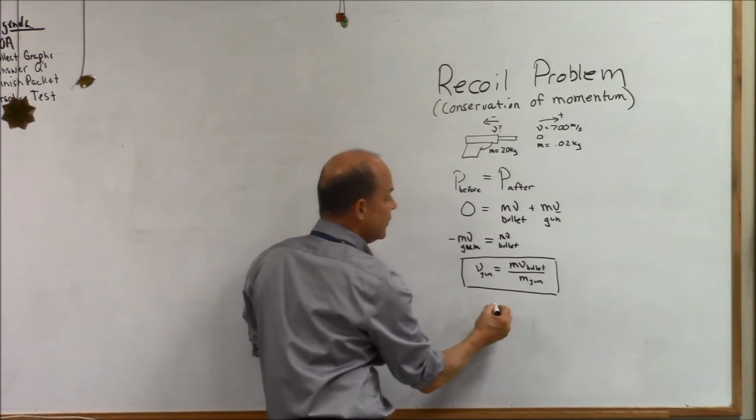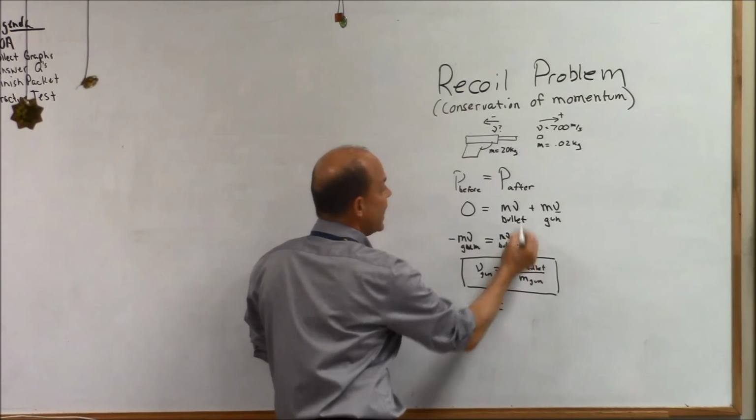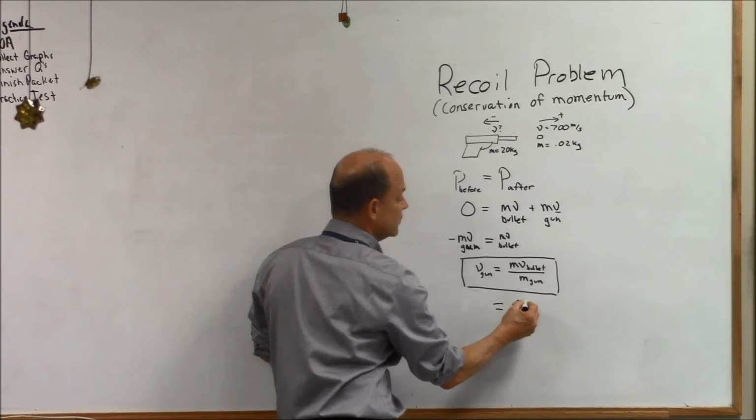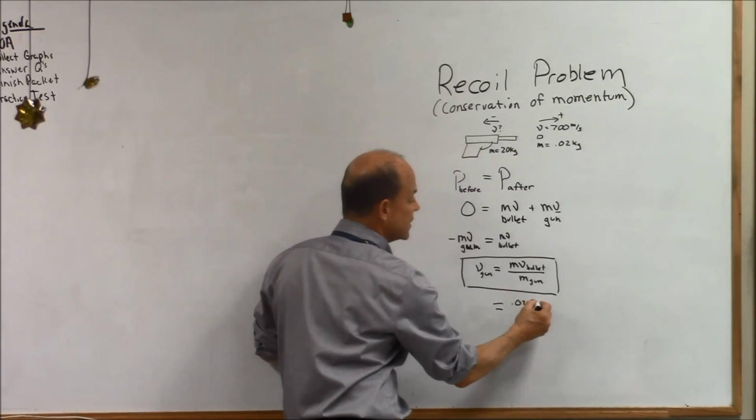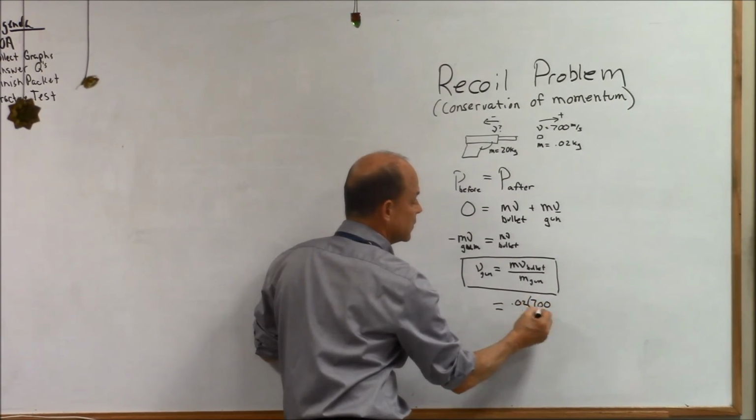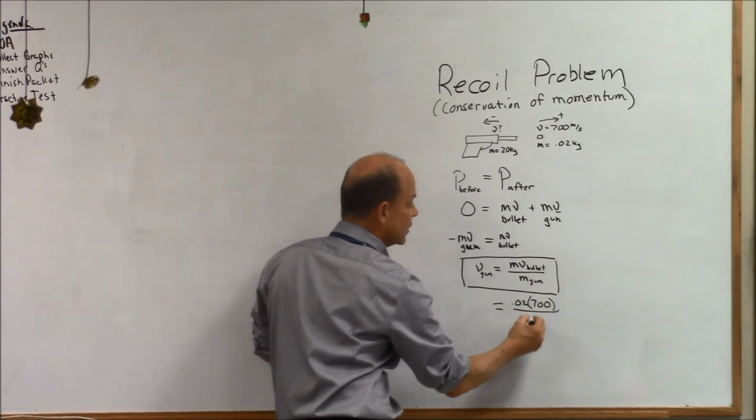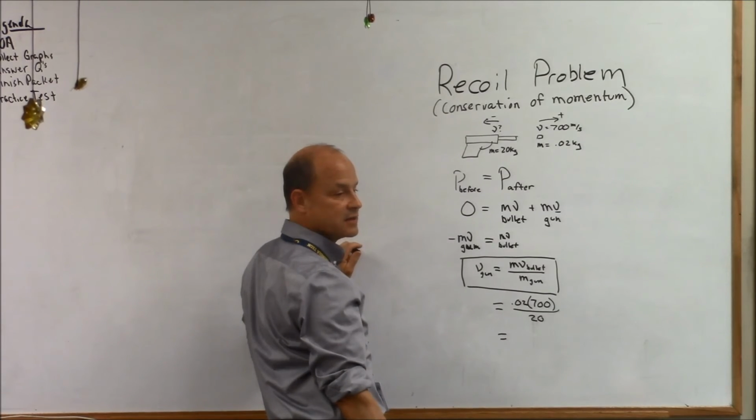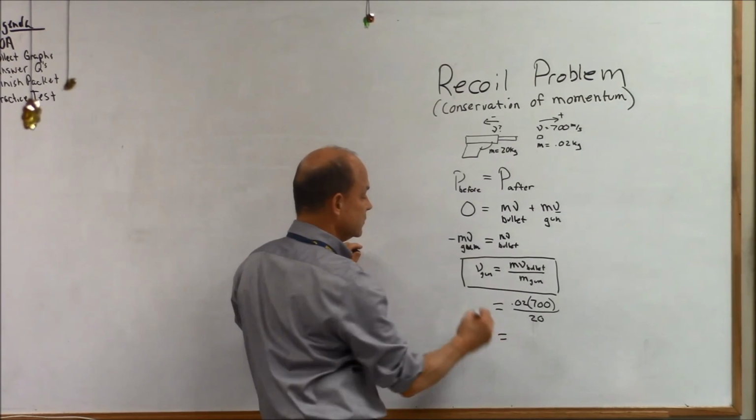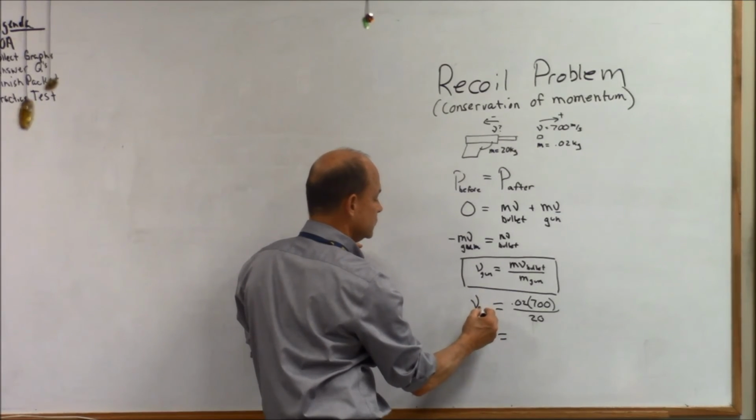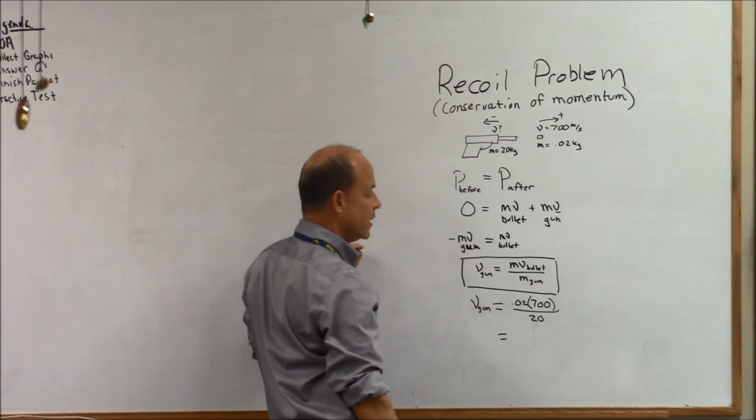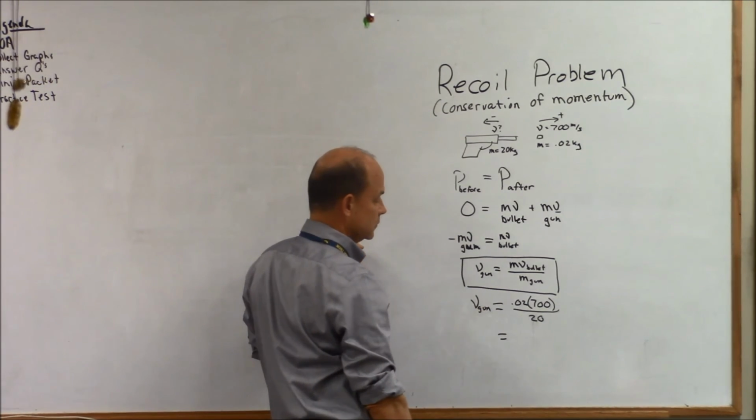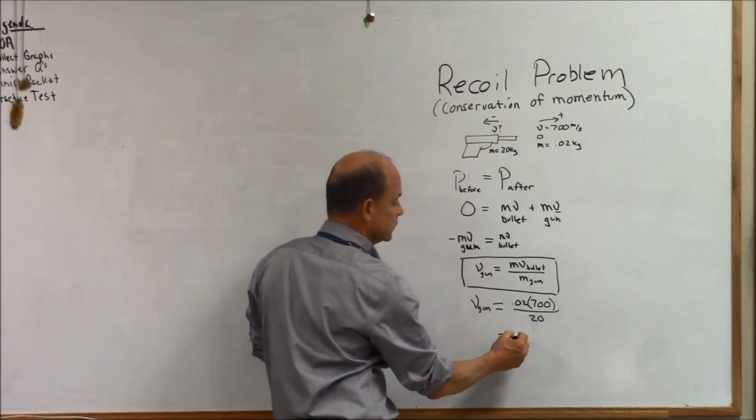Is that the answer? That's the equation. All I have to do now is to plug in the values. The mass of the bullet is 0.02. The velocity of the bullet is 700. And I divide that by the mass of the gun, which is 20. And someone with a calculator can give me an answer. 0.02 times 700 divided by 20. 35. 0.7. What is it?